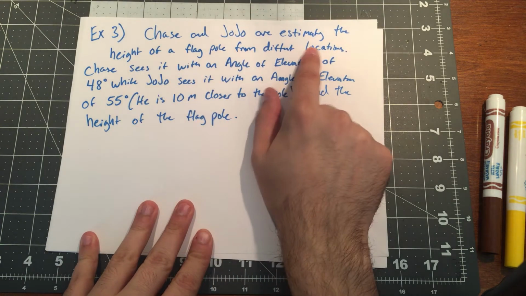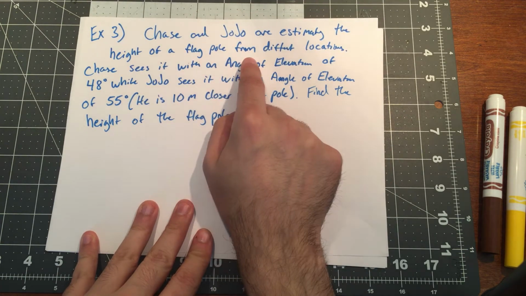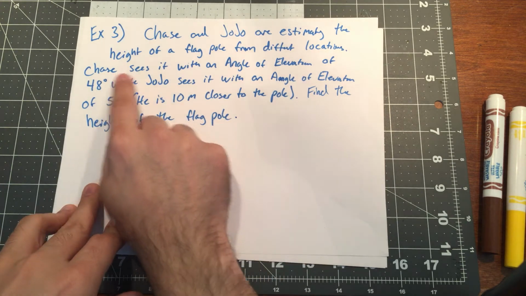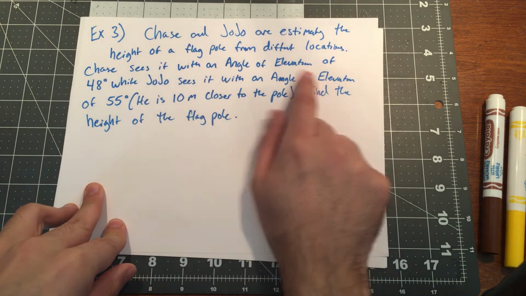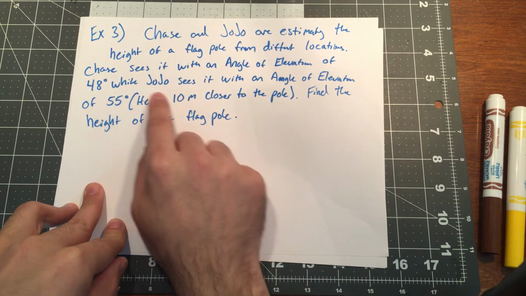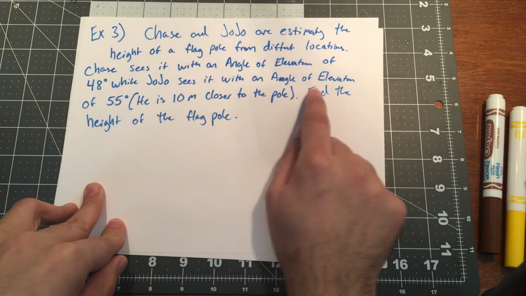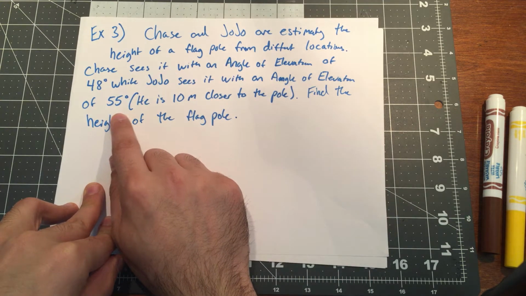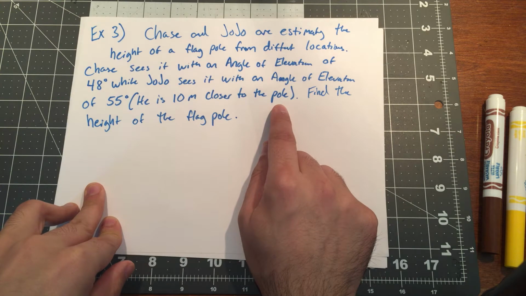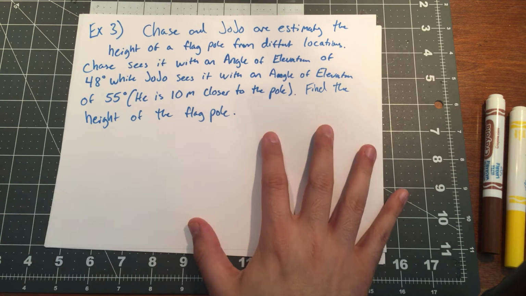Chase and JoJo are estimating the height of a flagpole from different locations. Chase sees it with an angle of elevation of 48 degrees, while JoJo sees it with an angle of elevation of 55 degrees. He is 10 meters closer to the pole. Find the height of the pole.